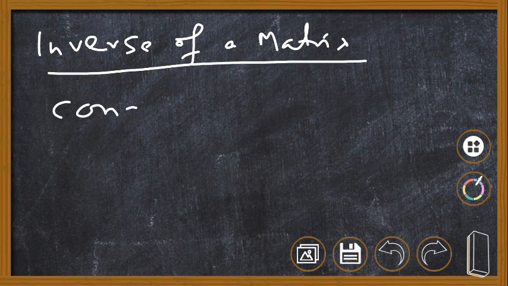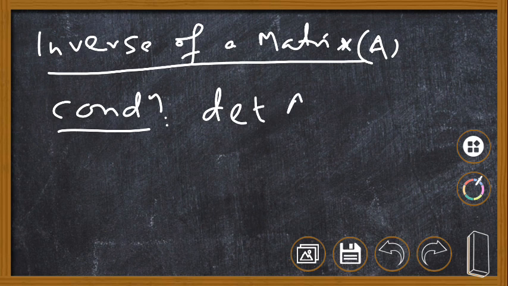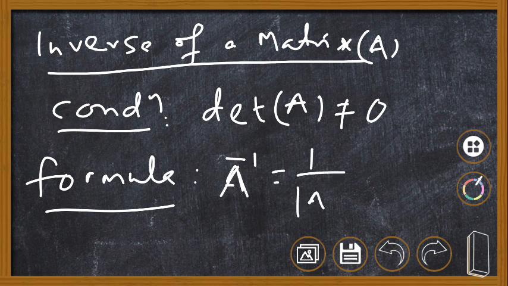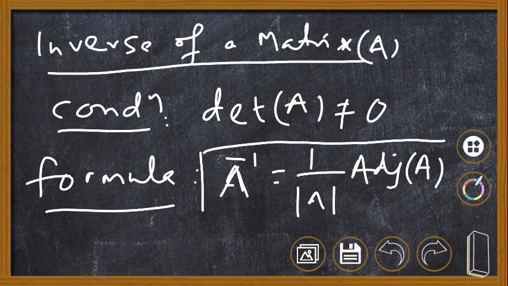The first condition is for any matrix A. The condition is that the determinant of A must not be equal to 0. Then only the inverse exists; otherwise it will not exist. And the formula is, for any matrix A, A inverse is given by 1 by determinant of A into adjoint of A. I repeat, A inverse is given by 1 by determinant of A multiplied by adjoint of A.